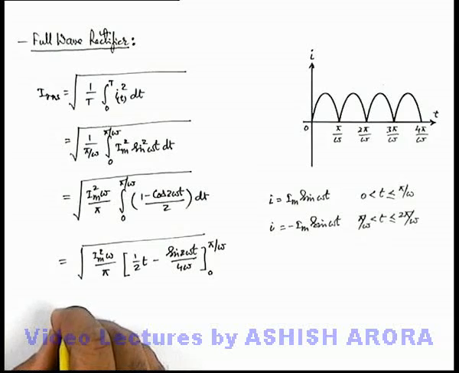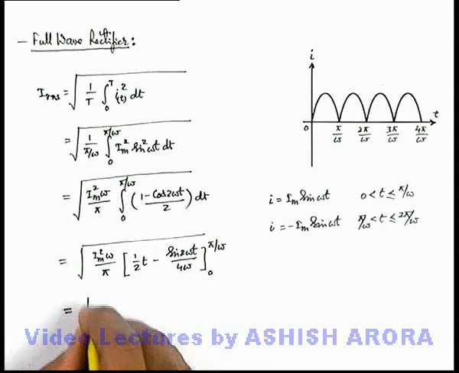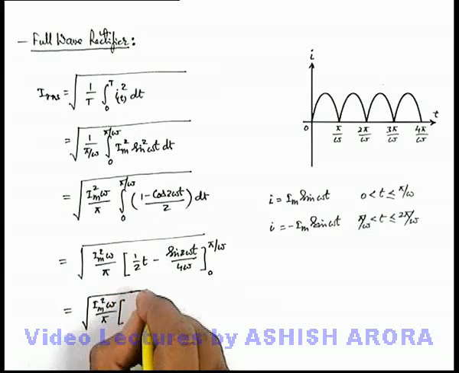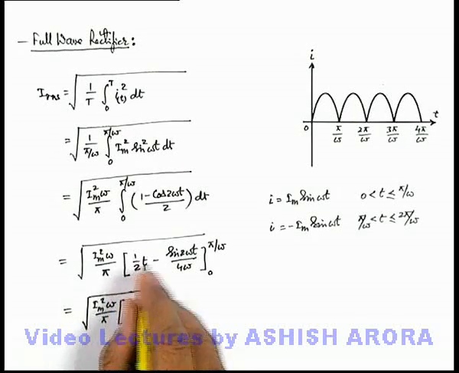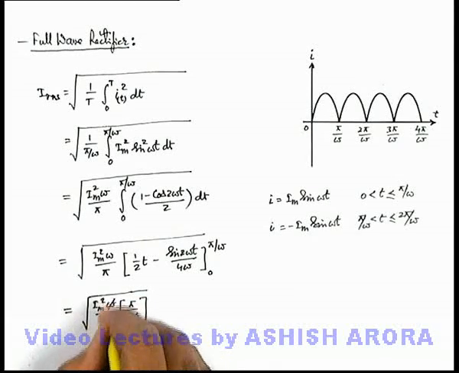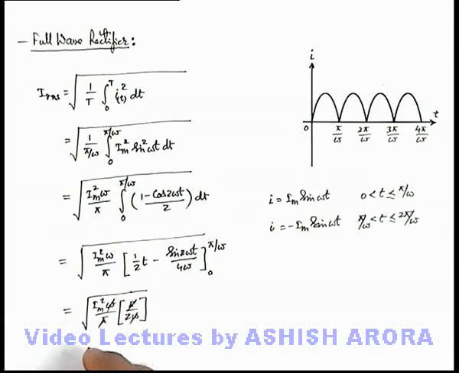So the final result will have the root of Im square omega upon pi, and after substitution of limits, we'll have pi by 2 omega. In this situation, omega and pi get cancelled out. The result of the RMS value here will be Im by root 2, which itself is a very useful relation.